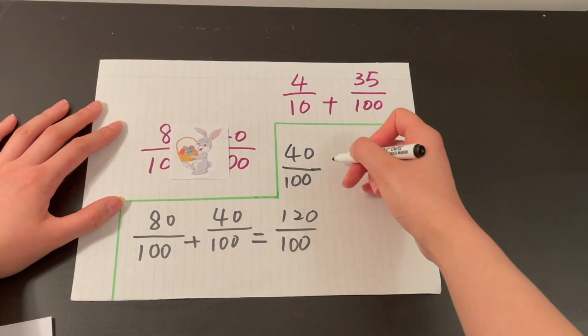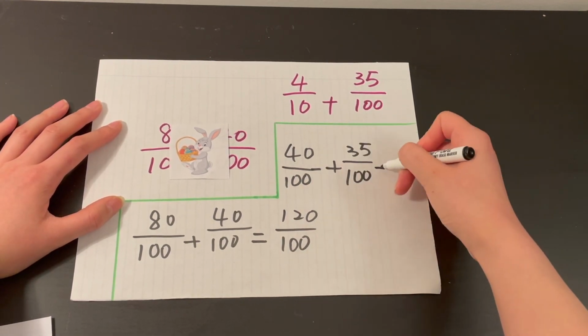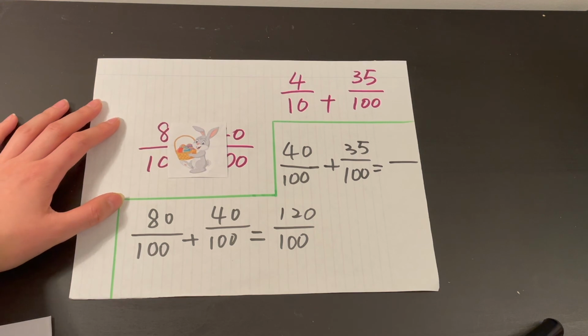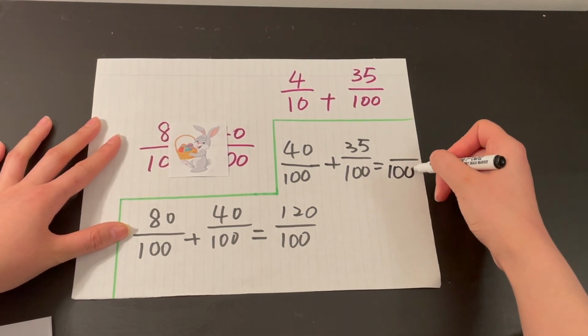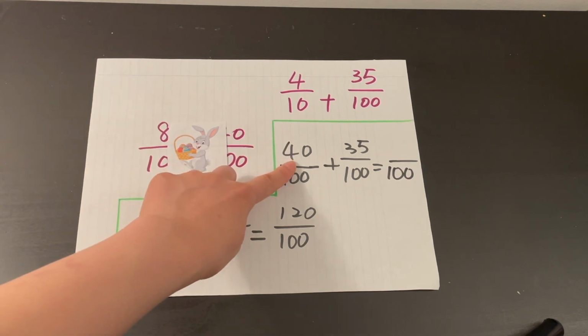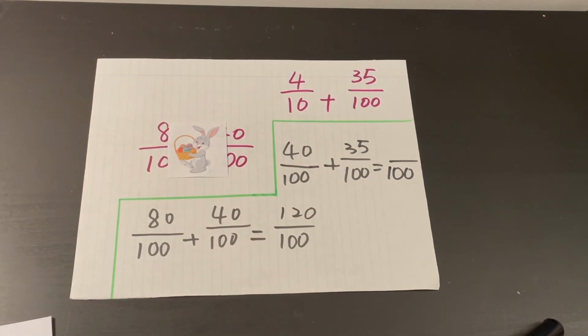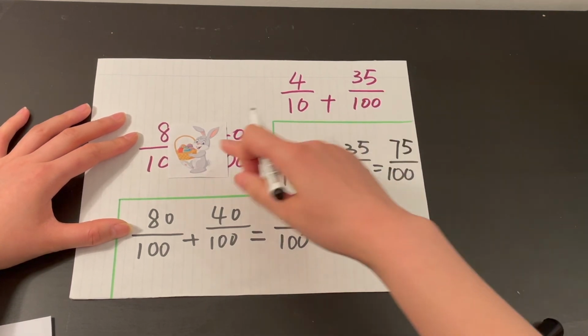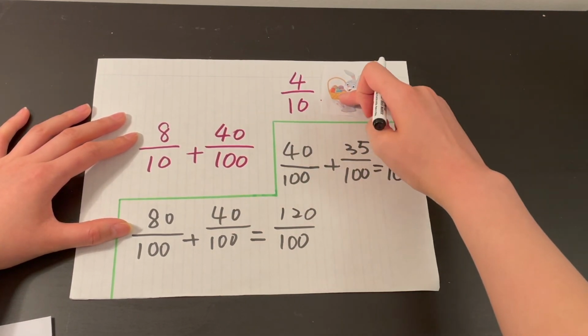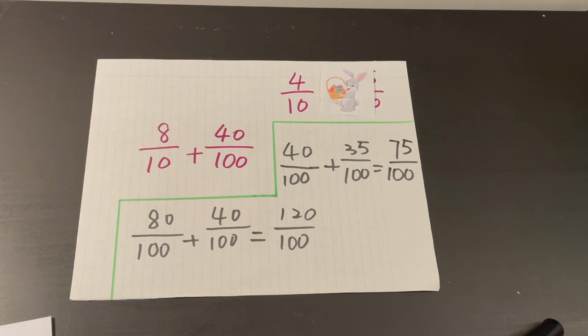And then we bring down the next fraction. What can we do now? Adding them together. Yes. Denominator keeps the same. We add the numerators, 40 plus 35, 75. Great job. Here we go. Dun, dun, dun, dun. Great job. You guys are so amazing.